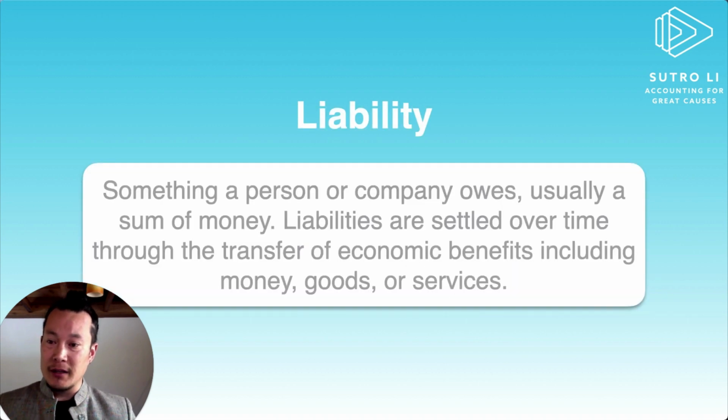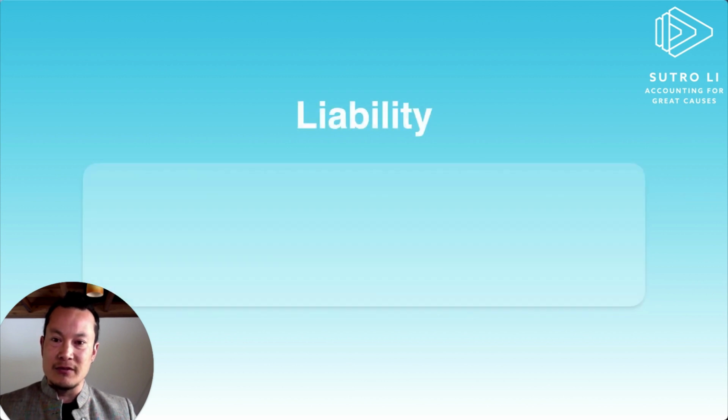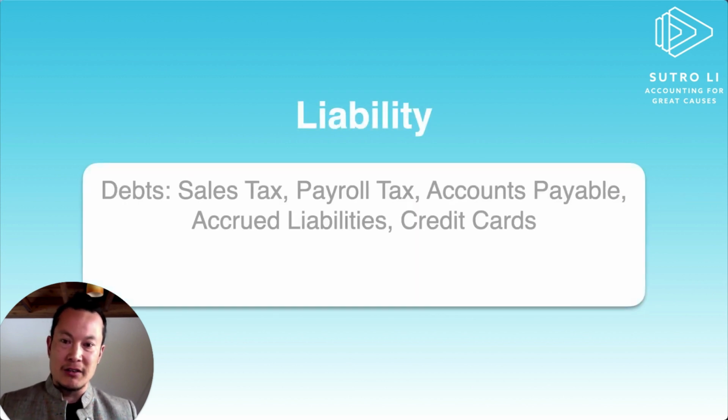So what's a liability? A liability is a debt, something a person or a company owes, usually a sum of money. Liabilities are settled over time through the transfer of economic benefits, including money, goods, or services. Some examples of liabilities would be sales tax, payroll tax, accounts payable, accrued liabilities, or credit cards. These are all debts. They would show up on the liability section of your balance sheet.